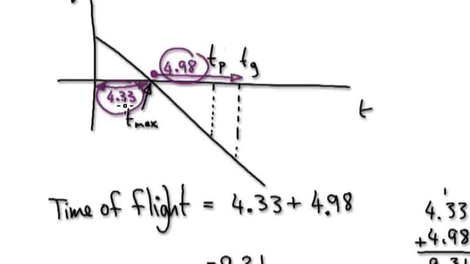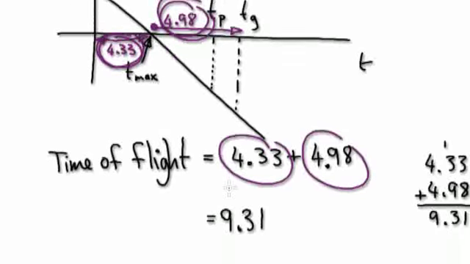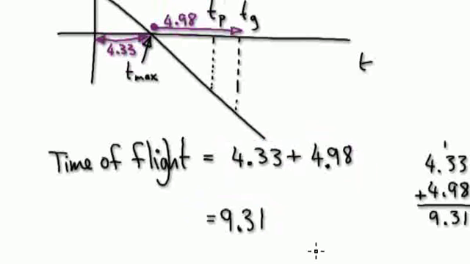So flight time equals this thing here, which is this here, add it to this, which is this, and then that gives us 9.31 seconds. So overall, the answer is 9.31 seconds.